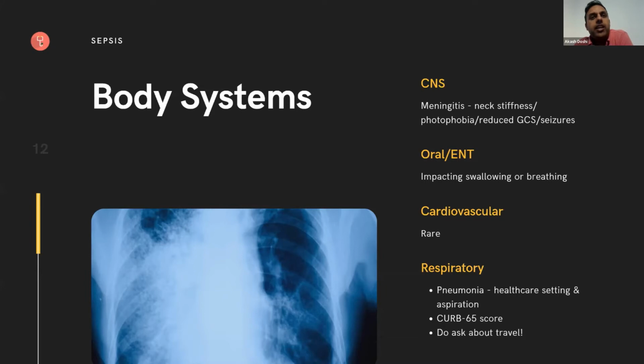What we're not saying is, they prefer it in the dark. We're saying the light is shining and they are covering themselves. It's painful, it's horrible. That's what we really mean when we say photophobia. We're also looking for reduced GCS and seizures. Seizures we've been keeping with meningitis, but it's also very characteristic of encephalitis.